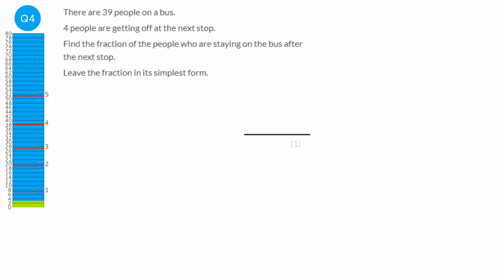If there were 39 people on the bus and 4 people got off the bus, that would leave 35 people remaining on the bus. So the fraction of people staying on the bus is 35 out of the 39 people on the bus. So our answer, as a fraction, is 35 over 39. And we can't cancel that any further.